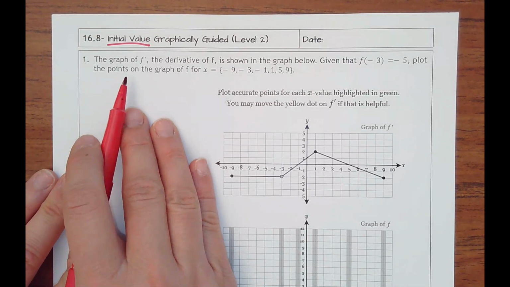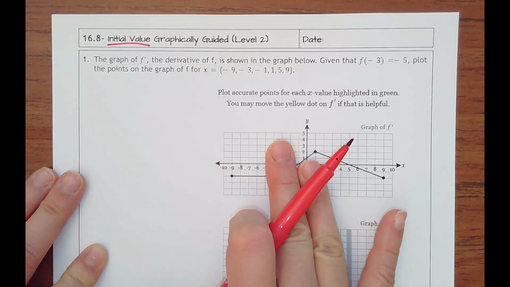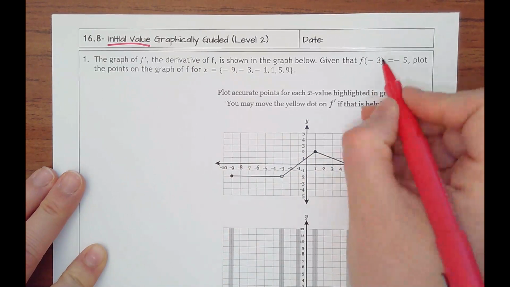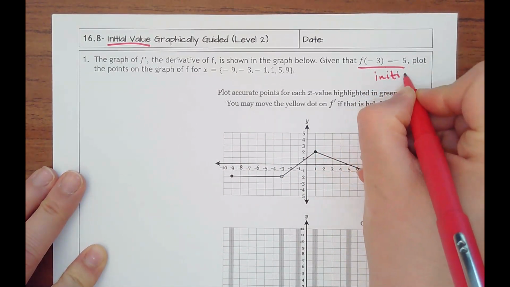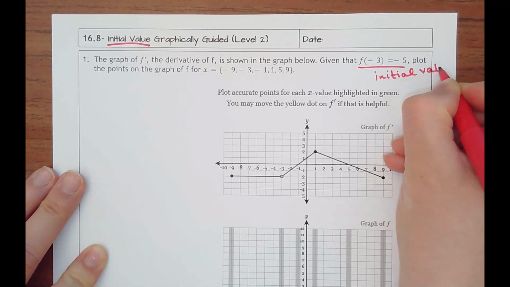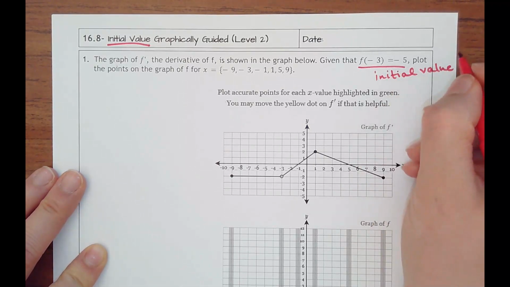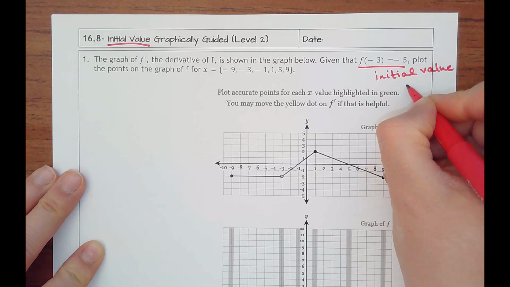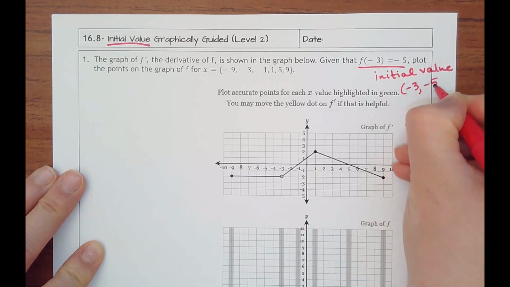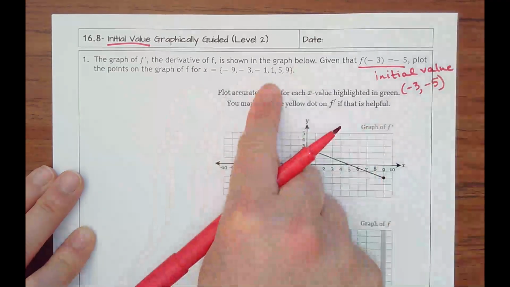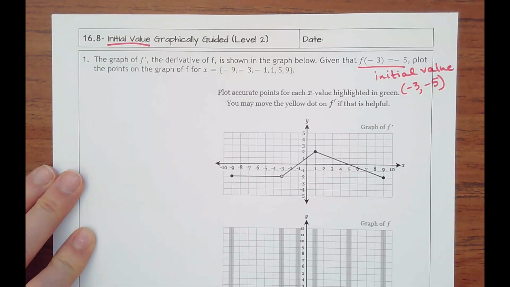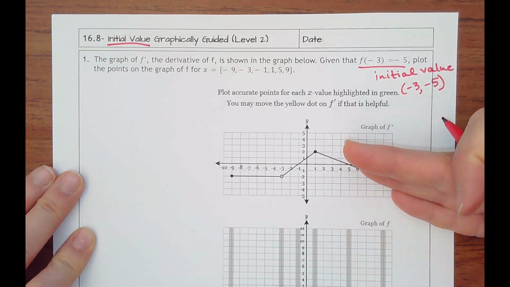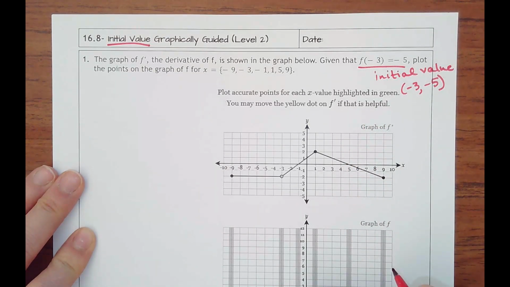Okay, so we've got the graph of f prime shown down here, and they're giving us an initial value right here. This tells us what our money, what our water level, whatever you want to think in your head, started at: -3, -5. Then we're going to apply the rates of change to find what these points would all be at. So again, taking a derivative graph, plotting actually the original.